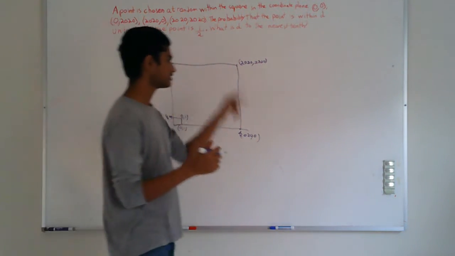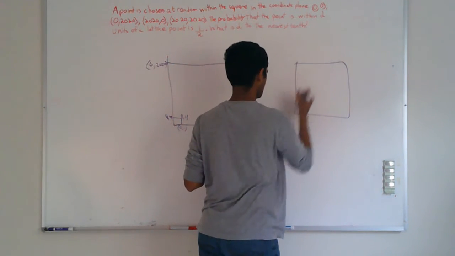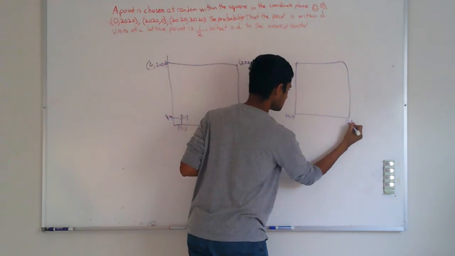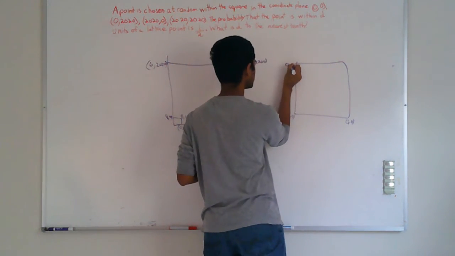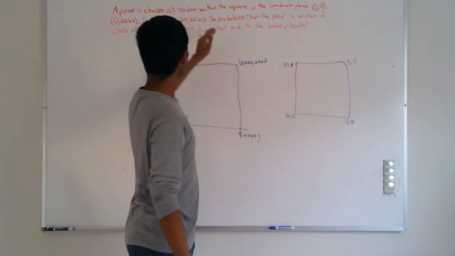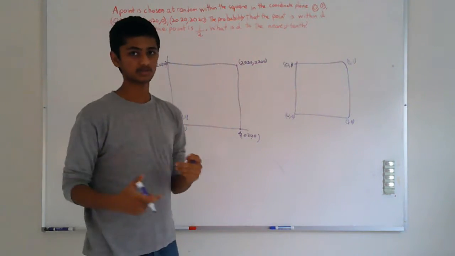So let's just magnify this box over here. I'm going to draw my box, and here's my (0, 0), here's my (1, 0), and here is my (0, 1), and on the right is my (1, 1). Now it says that the probability that a point is within d units of a lattice point is 1/2.